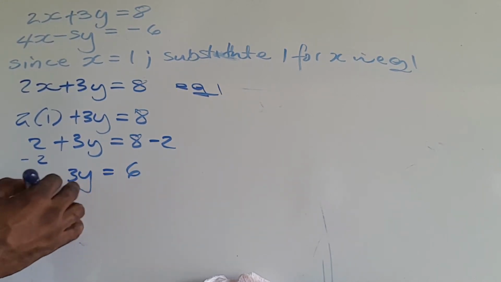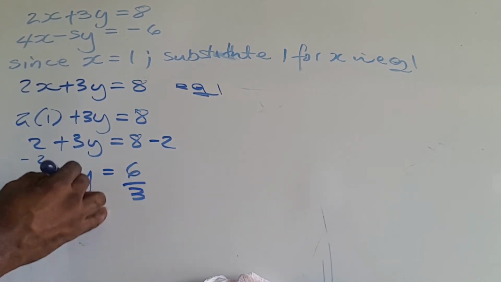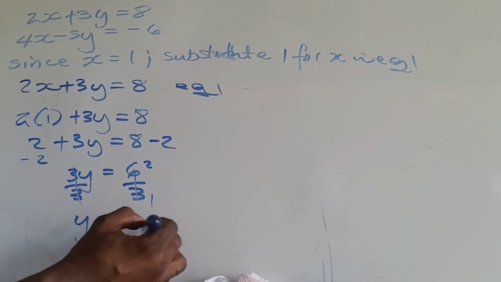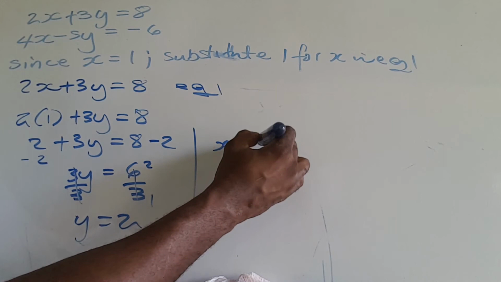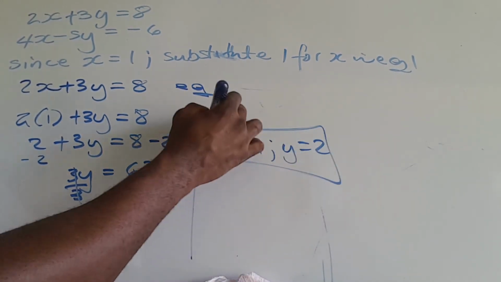At this time, this is 3 times y. I'm going to divide both sides by 3. And as you could see, y is equal to 2. My conclusion, x is equal to 1 when y is equal to 2.